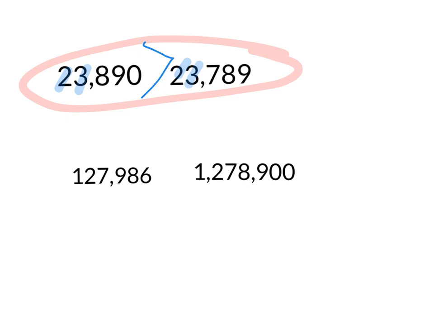The next one, I can see how many digits they are. 1, 2, 3, 4, 5, 6. And 1, 2, 3, 4, 5, 6, 7. Then I automatically know, and by knowing that this is the millions part and this ends in the hundred thousands part, that 1,278,900 is the greater number.